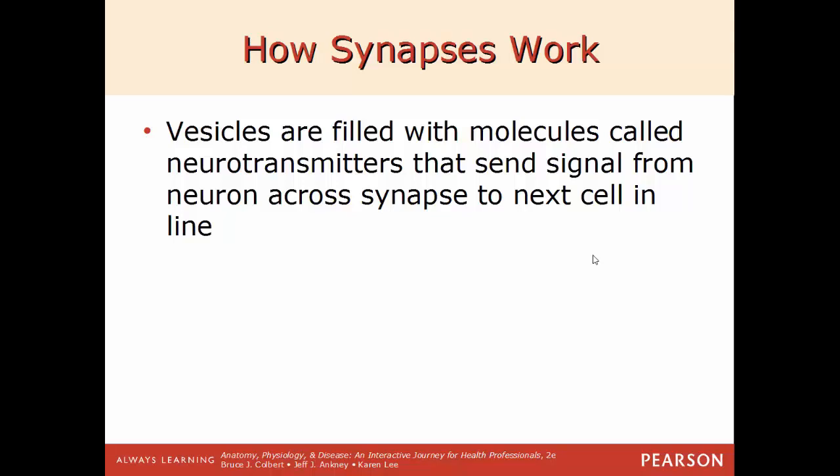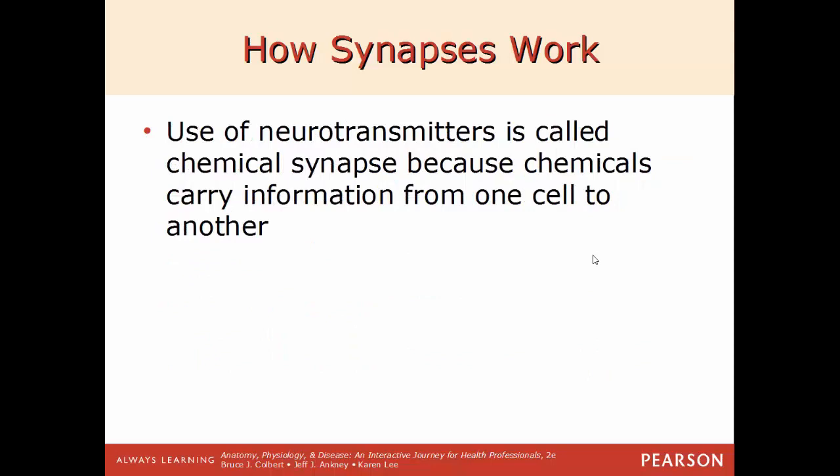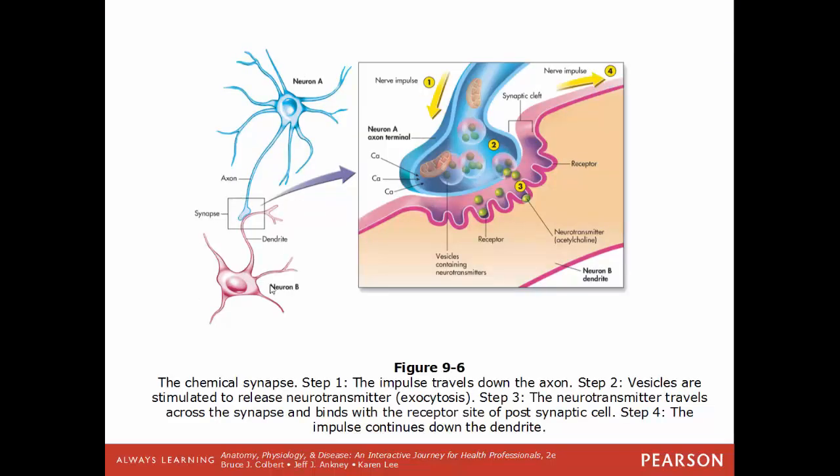So it's these neurotransmitters that will diffuse across the space between that axon and the target cell. And this is called the synapse. Now these neurotransmitters will bind to receptors on the receiving cell. And if the impulse is still great enough, the action potential will be created on the target cell and it will continue on in the target cell. Now the last step of this transfer of information is the cleaning up or the removing of the neurotransmitter from that synapse to prevent it from binding to the receiving cell over and over and over again. Now the use of neurotransmitters is called a chemical synapse because you're involving chemicals to carry information from one cell to another.